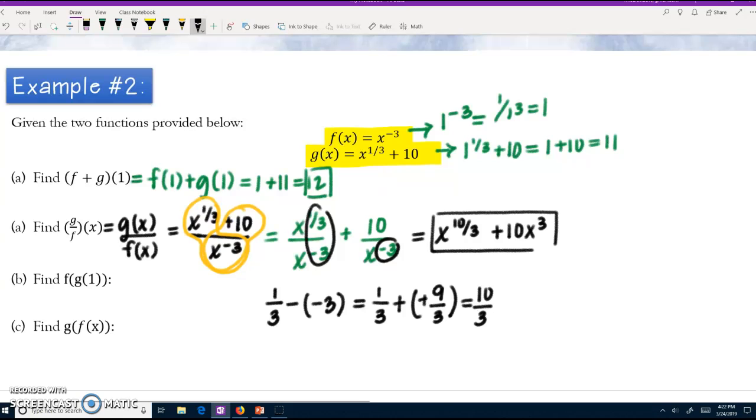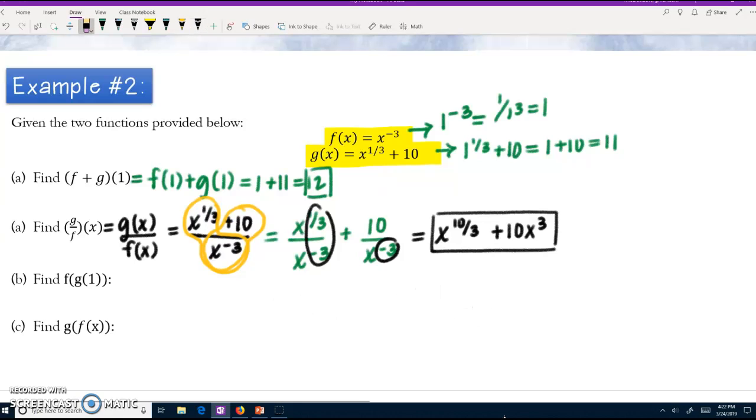So that one's a little bit trickier, but it's just a matter of following your exponent rules and recognizing that you can take division step by step with each part of the numerator, dividing by the denominator, as long as there's just a single term in the denominator.